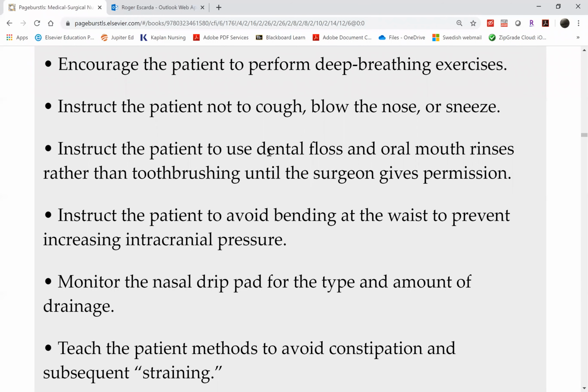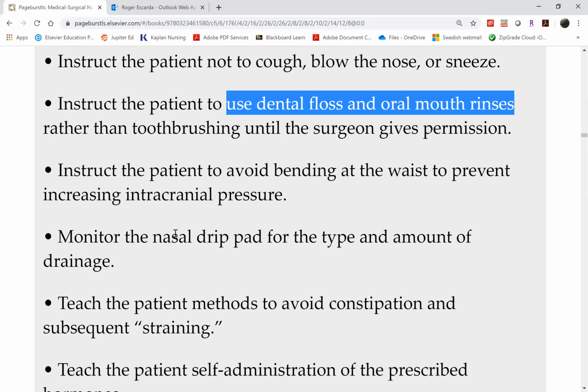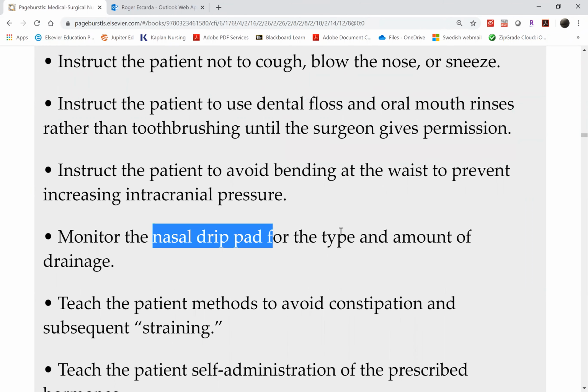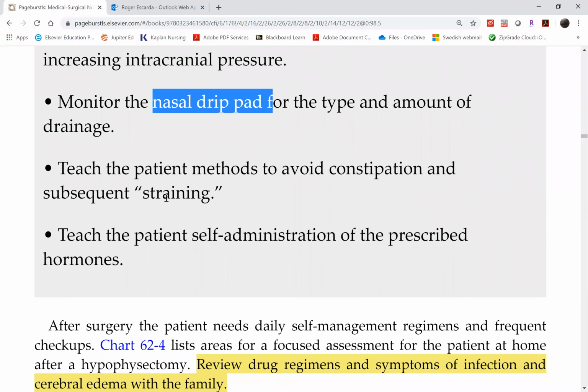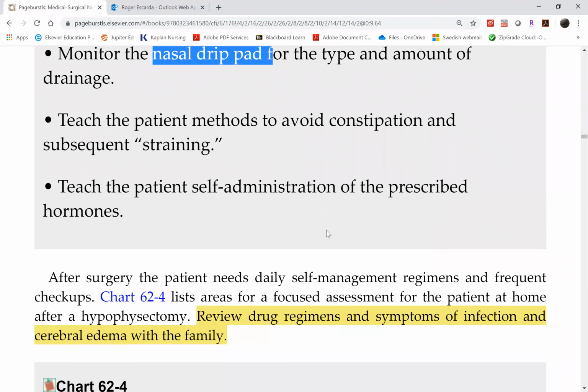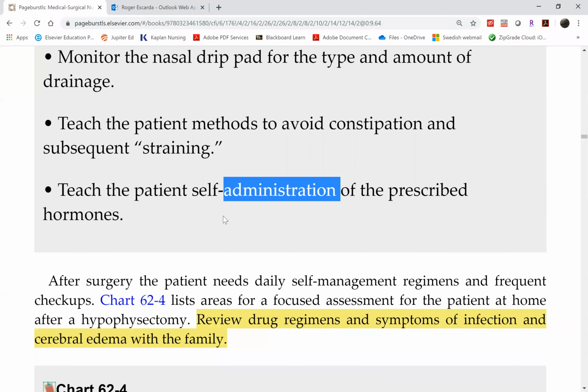I mentioned the incision at the roof of the mouth. That's why they prohibit brushing your teeth until then; you can use dental floss or mild oral rinses. And if you went the transsphenoidal approach, there will be a mustache pad or a nasal drip pad, so the patient will have to breathe through their mouth. For a few days, this will be on there. Here's the avoidance of straining. And again, because the pituitary gland is removed, all the hormones produced by the pituitary gland will have to be replaced for life.